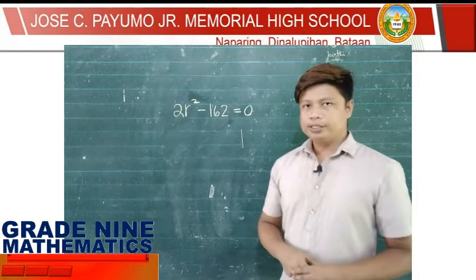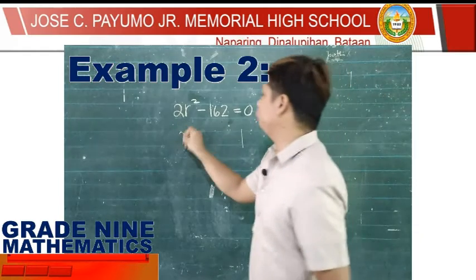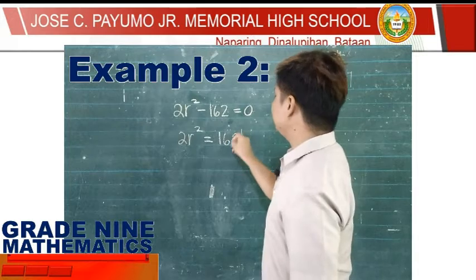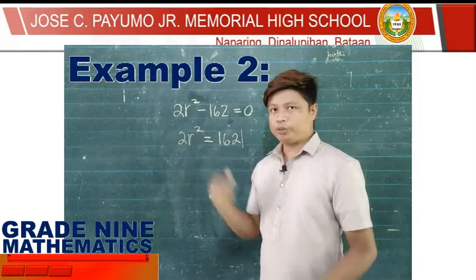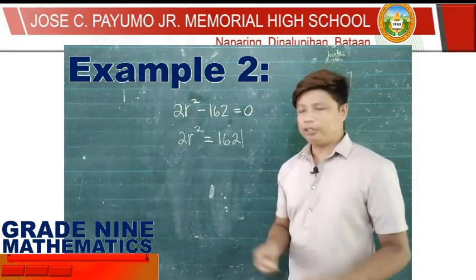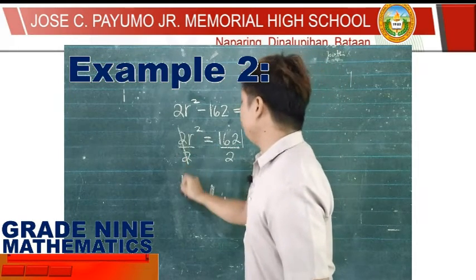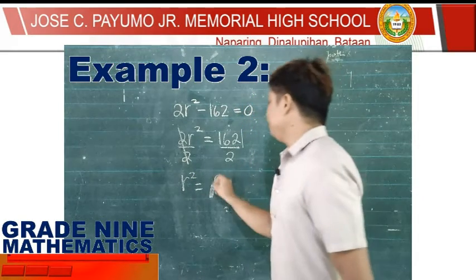So we have example number 2. So we have 2r squared minus 162 is equal to 0. So the first step, transpose the constant to the right side. So we will have 2r squared, from negative, it will become positive 162. Then the second step, make sure that the numerical coefficient of r squared is 1. In this case, we have 2 as the numerical coefficient, so we have to divide both sides by 2. So cancelling out 2, we will have r squared is equal to 162 divided by 2, which is 81.